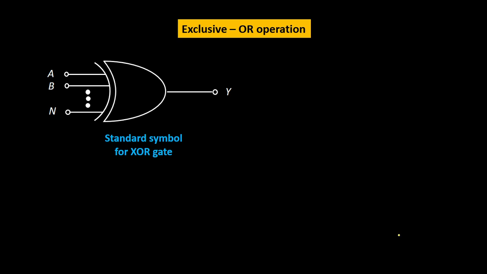Now let us concentrate on the special gates. The special gates are 2, XOR and XNOR. First of all, what is the XOR operation? XOR is also called the exclusive OR operation. This is the standard symbol for exclusive OR operation. You'll realize that it's an OR, but behind that OR, there is another curved line drawn. It has N number of inputs and one single output.